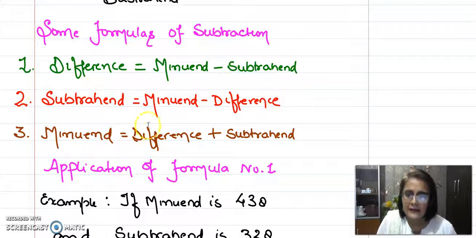Then comes our minuend. How will I get minuend? I get minuend when both difference and subtrahend are added. Means difference plus subtrahend is minuend. Again I repeat the formulas. First, difference is equal to minuend minus subtrahend. Second, subtrahend is equal to minuend minus difference. Third, minuend is equal to difference plus subtrahend. Am I clear dear children? You all have to learn these 3 formulas. In further problems we will apply these formulas.